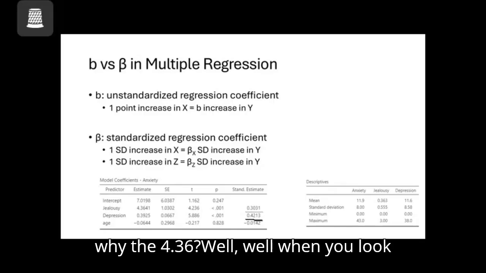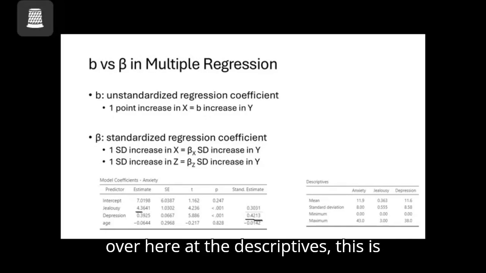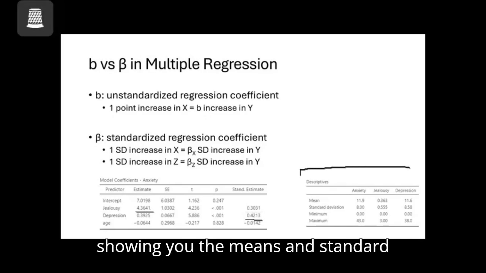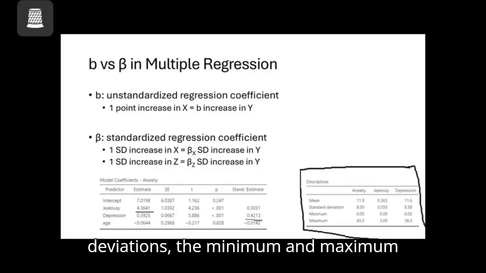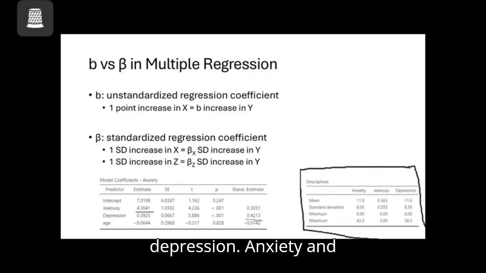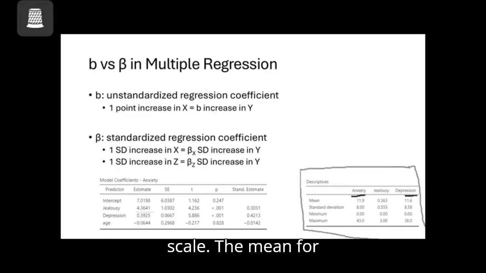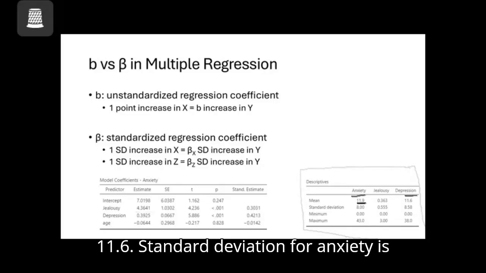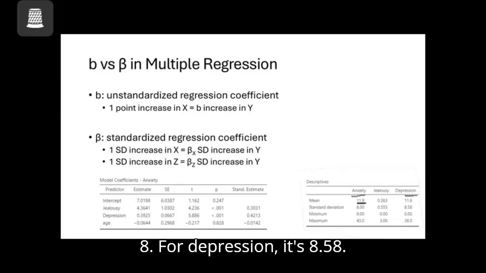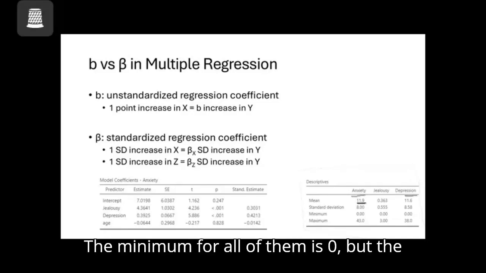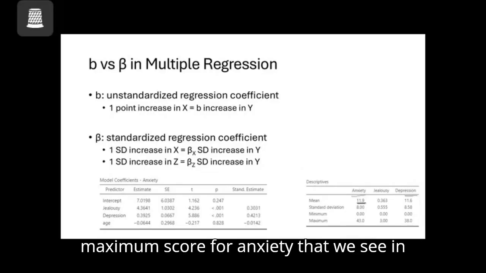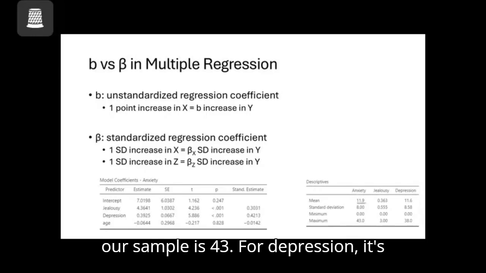So why the 4.36? Well, when you look over here at the descriptives, this is showing you the means and standard deviations, the minimum and maximum scores for anxiety, jealousy, and depression. Anxiety and depression are on roughly the same scale. The mean for anxiety is 11.9, depression is 11.6, standard deviation for anxiety is 8, for depression is 8.58. The minimum for all of them is 0, but the maximum score for anxiety that we see in our sample is 43. For depression, it's 38.